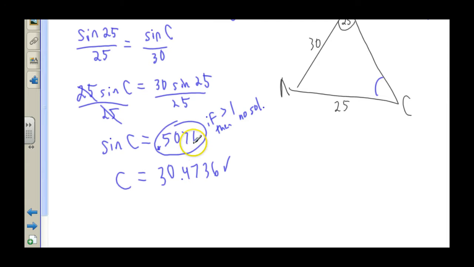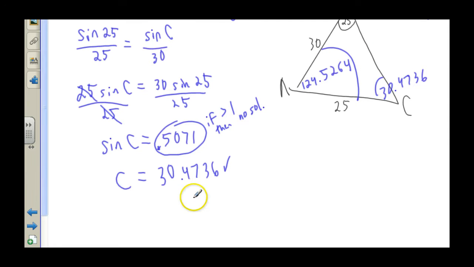So once we learned it was less than 1, we could do inverse sine, finish solving that problem, get this. Go ahead and put that in there, 30.4736. Then you're going to take that, add it to 25 here, so that's 55. So 180 minus 55 is 124 point, approximately 5.264, something like that. So we know our third angle of the triangle there.